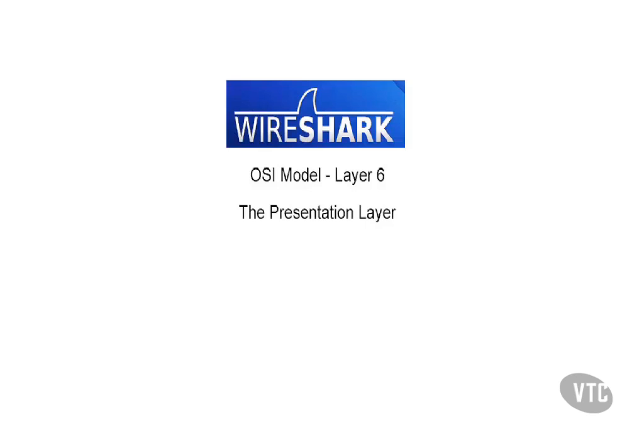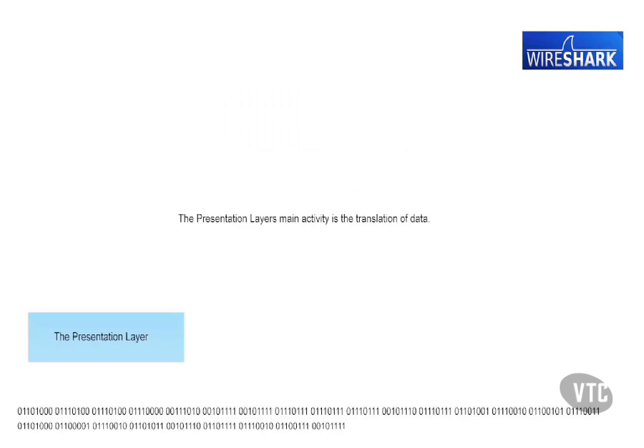In the previous videos, we began with the OSI model, finishing with layer 5, the session layer in the previous video. Layer 6 is the presentation layer. The presentation layer's main activity is the translation of data. You know, those zeros and ones which we can't read. When data is sent from one node to another, or sender to receiver, it is translated at the presentation layer.